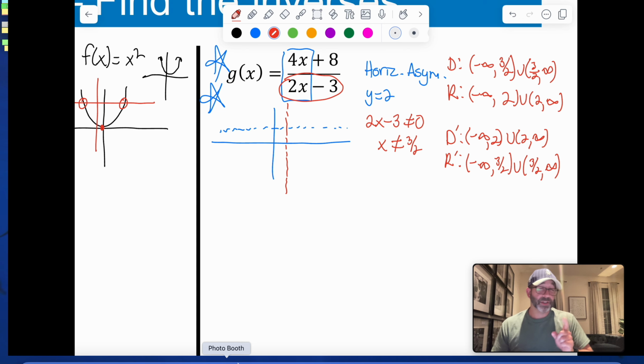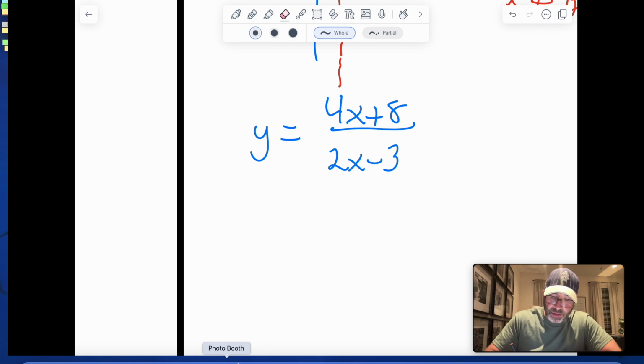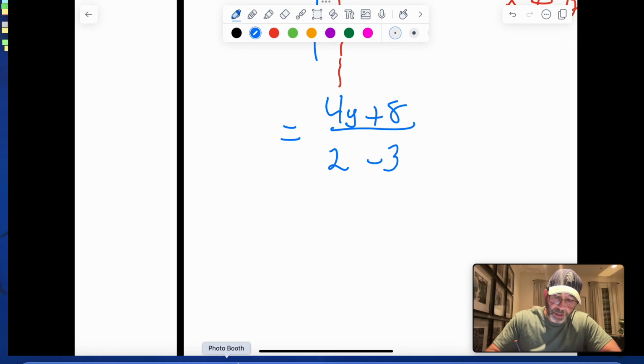Okay, now this is the hardest part, finding this equation. This is going to require a lot of algebra. Okay, so we get y is equal to (4x plus 8) over (2x minus 3). Remember, we're going to take the x's and the y's and actually replace them. We're going to swap them. So this is going to become a y and a y, and this will be an x now.